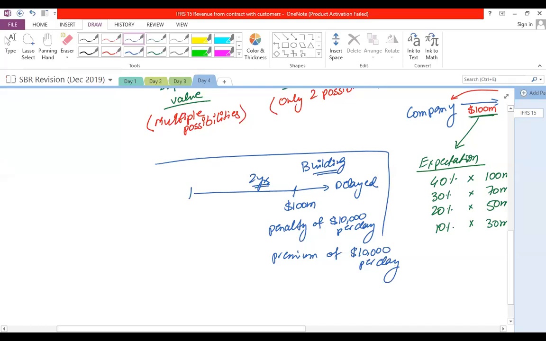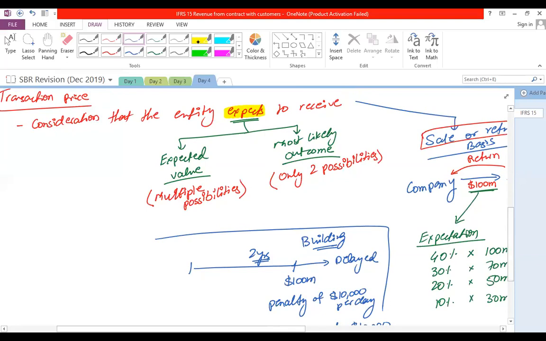So we have agreed a price of 100 million, but if the work gets delayed, a penalty of 10,000 per day will be charged. And if it's done early, a premium of 10,000 per day will be given. Now exactly how many days are we going to delay, or how many days will we complete the task early? Are there only two possibilities, or are there multiple possibilities? Are there few possibilities or multiple possibilities?